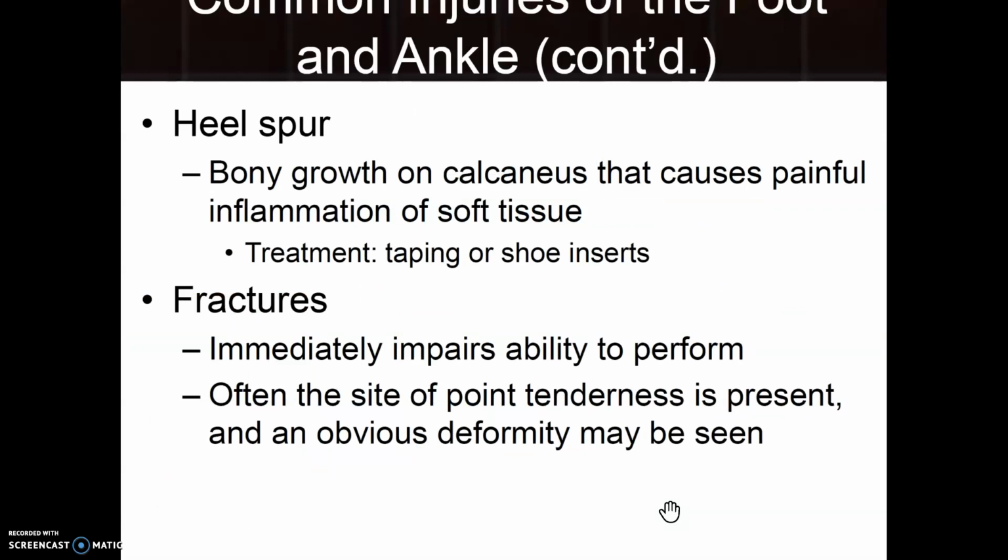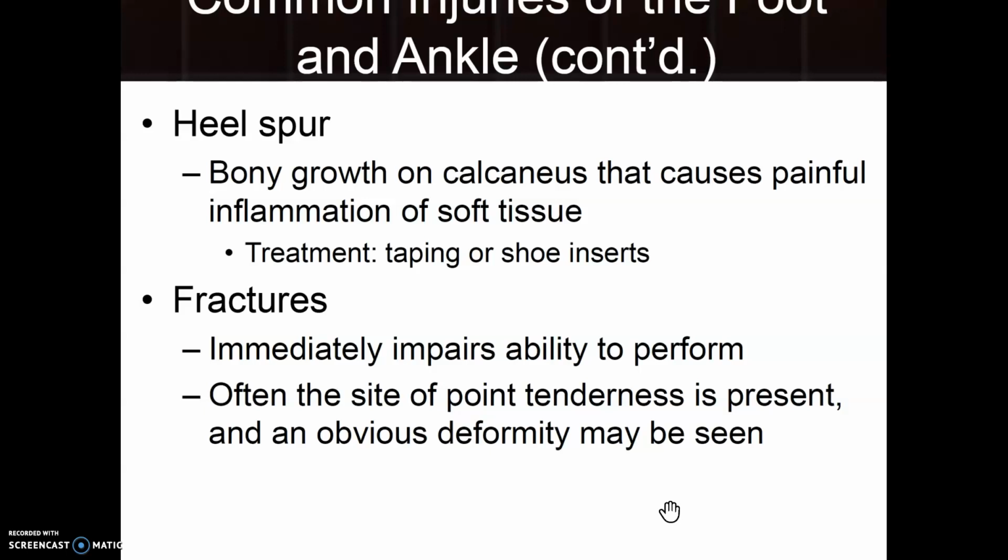Heel spur, a bony outgrowth, exostosis of the calcaneus. It's painful, generally there's inflammation surrounding that tissue, causing inflammation into the soft tissue. Some treatments include, you could tape around it or put a shoe insert, a donut right around that bony outgrowth to disperse those stresses when the shoe is on.